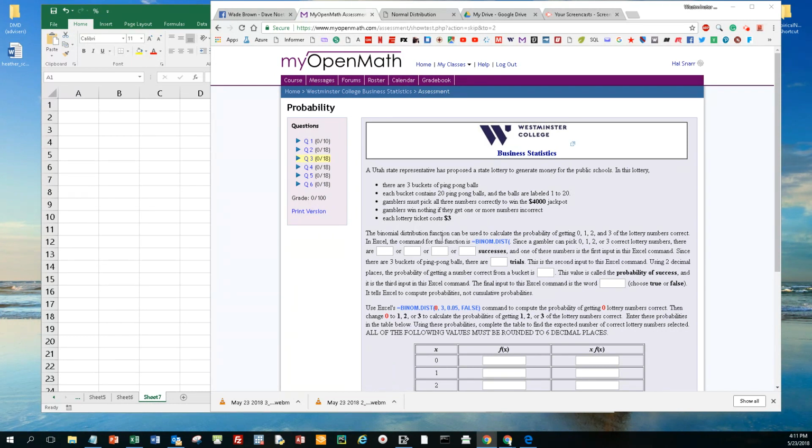The binomial distribution can be used to calculate the probability of getting 0, 1, 2, and 3 of the lottery numbers correct. In Excel, the command for doing this is equal binom.dist. Since the gambler can pick 0, 1, 2, or 3 correct lottery numbers, there are 0, 1, 2, or 3 successes. Since there are 3 buckets of ping pong balls, there are 3 trials.